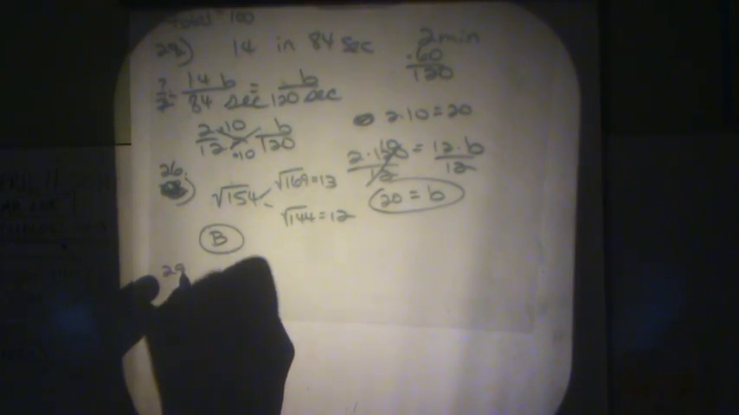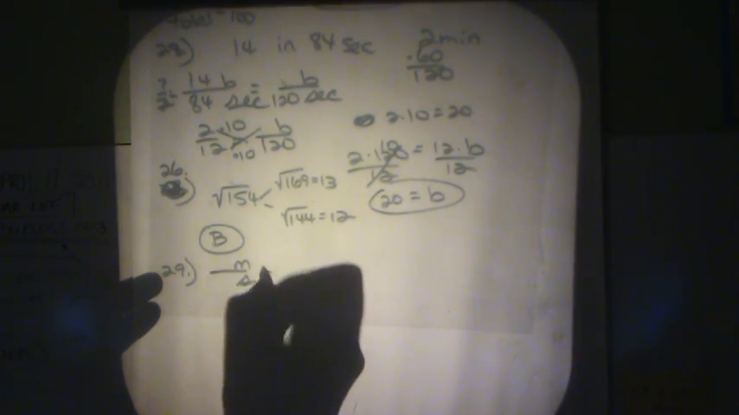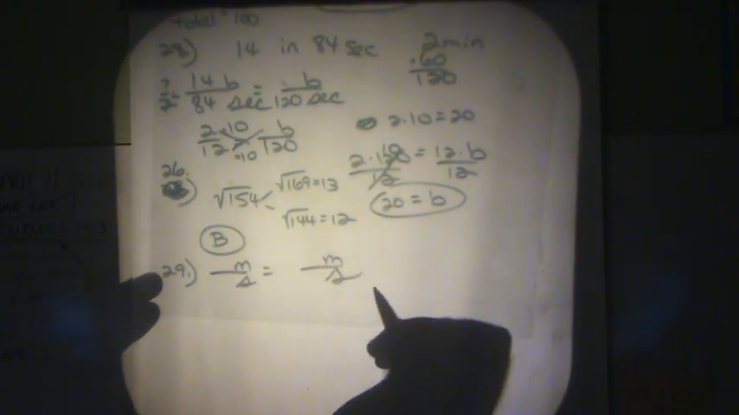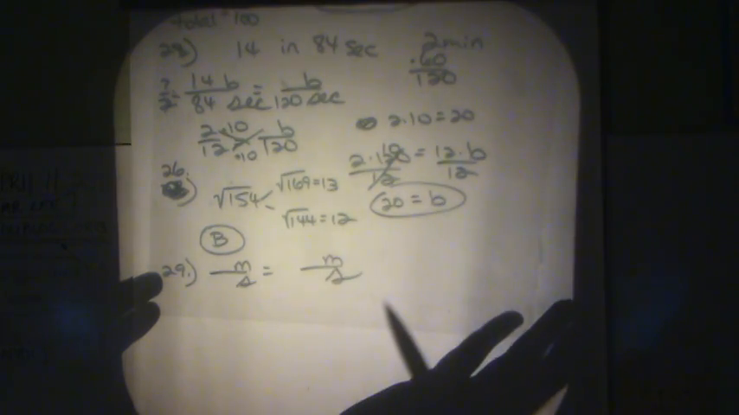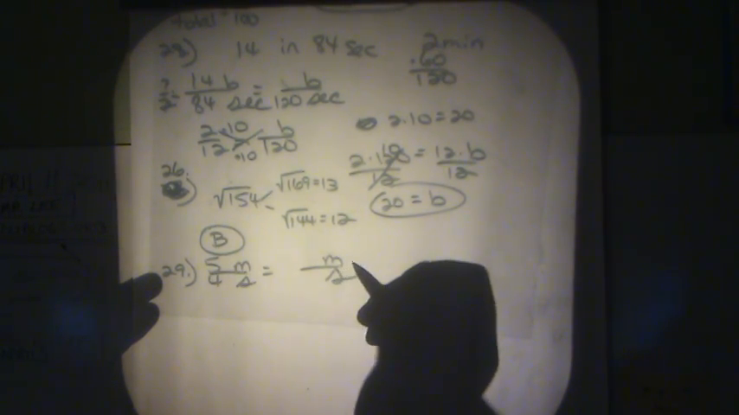And sorry, now we're really to 29. This is going to be math over science equals math over science. Remember, you have to have the same thing on both sides. And the reason I put math first is because that's listed first. It says the ratio of math to science is 5 to 4. So it'll be 5 to 4.